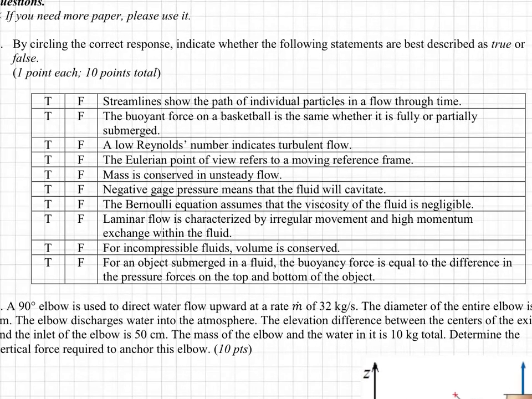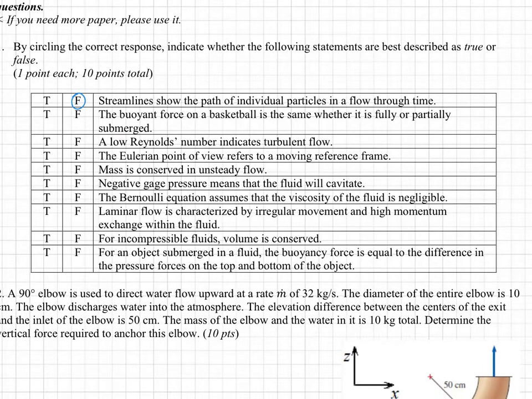individual particles in a flow through time. That is false. Streamlines show the tangent line to the velocity vectors at a given time for all points. Okay, the buoyant force on a basketball is the same whether it is fully or partially submerged.